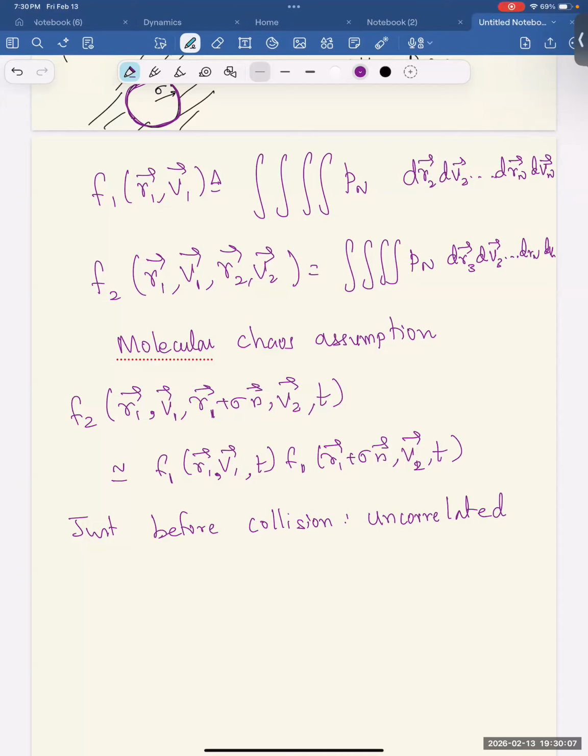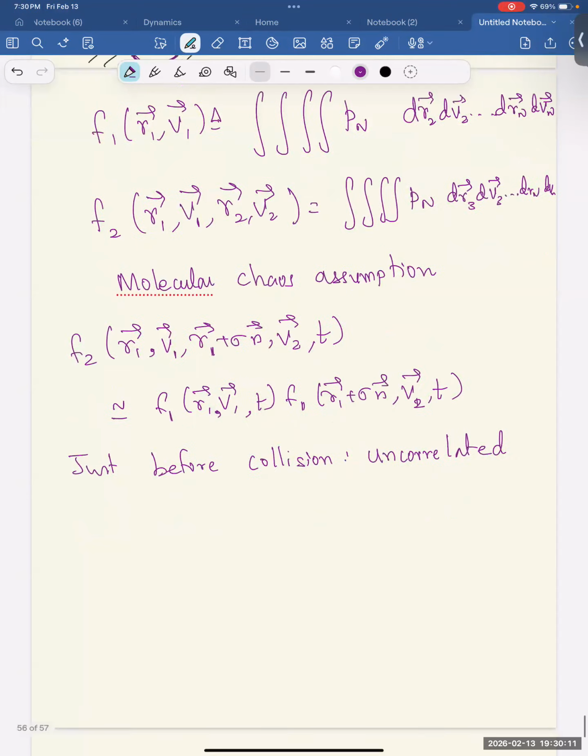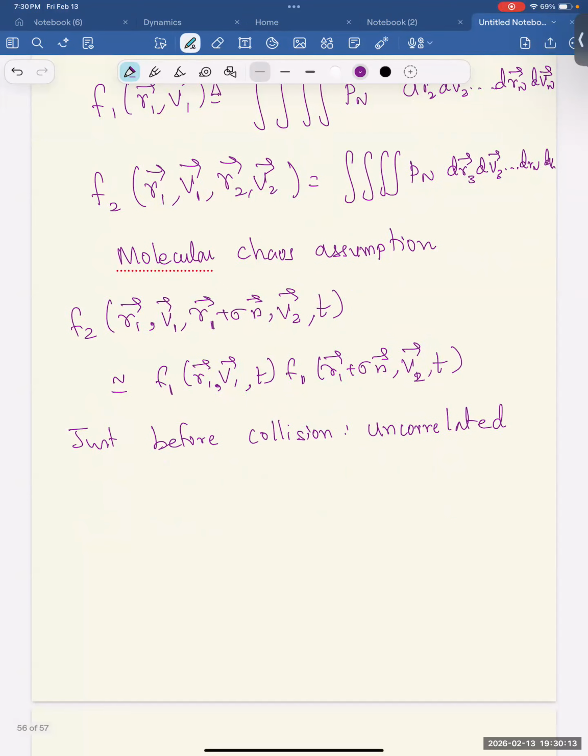Uncorrelated. Obviously, just after the collision, it is going to be correlated. Along with this, again, we assumed binary collision. At any given time, a particular particle is only colliding with one other particle. And then we had the Boltzmann-Grad limit.